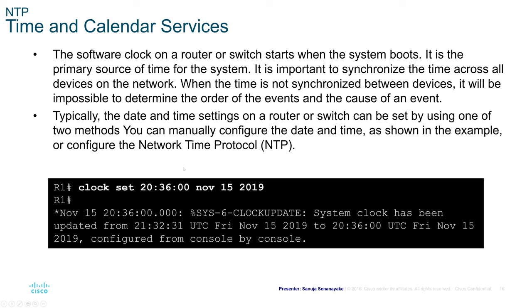Stratum 1 devices are directly connected to the authoritative time sources, and they act as the primary network time standard. So stratum 0 is the authoritative time source, and stratum 1 consists of the devices directly connected to that authoritative time source, which act as the primary network time standard.